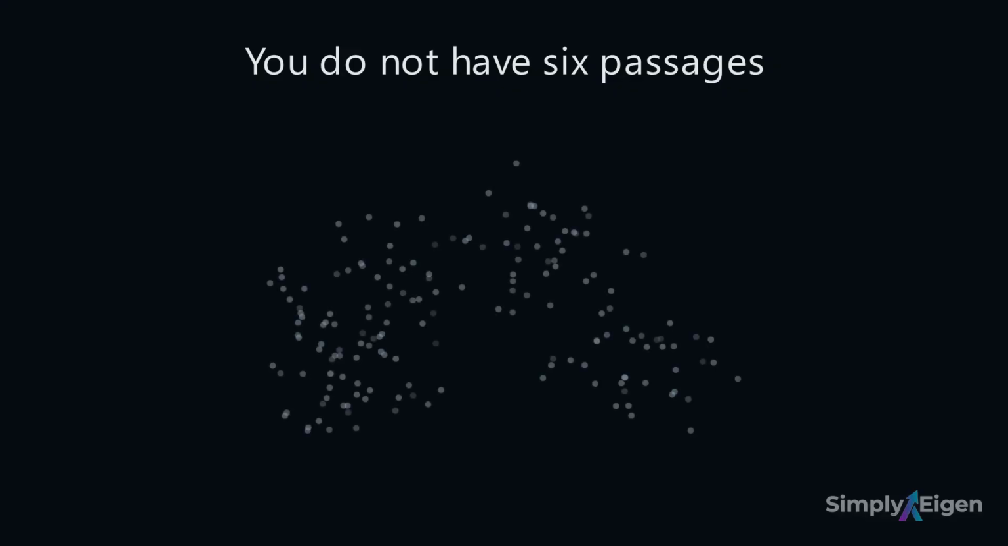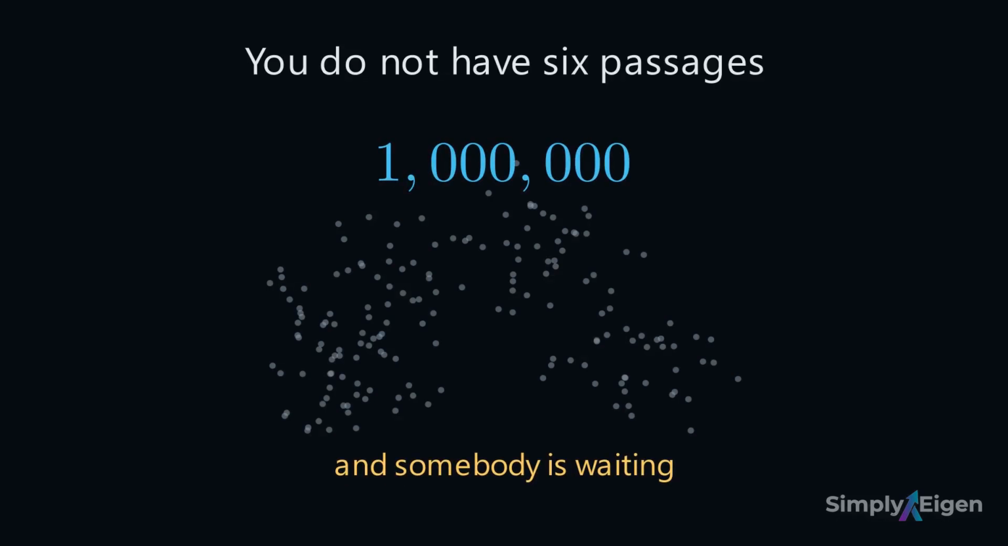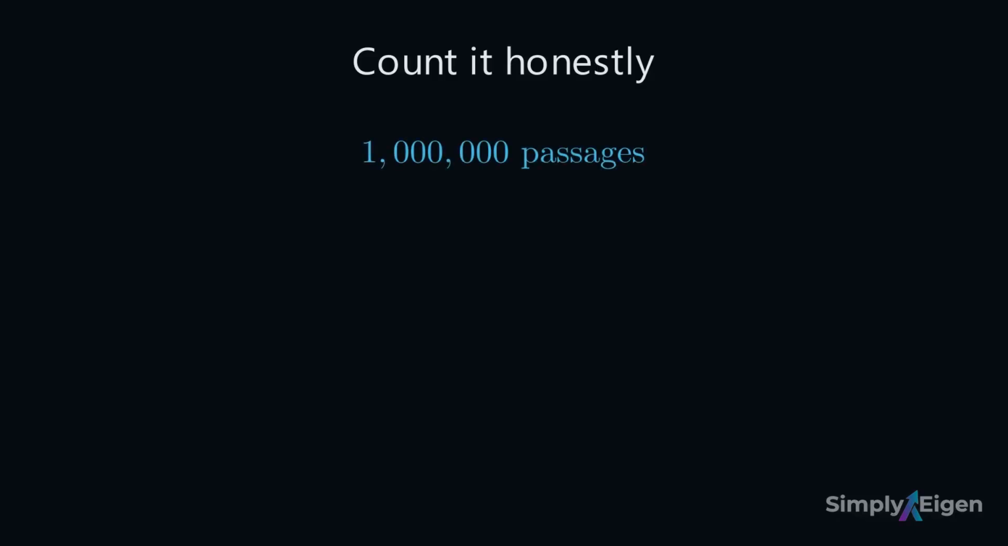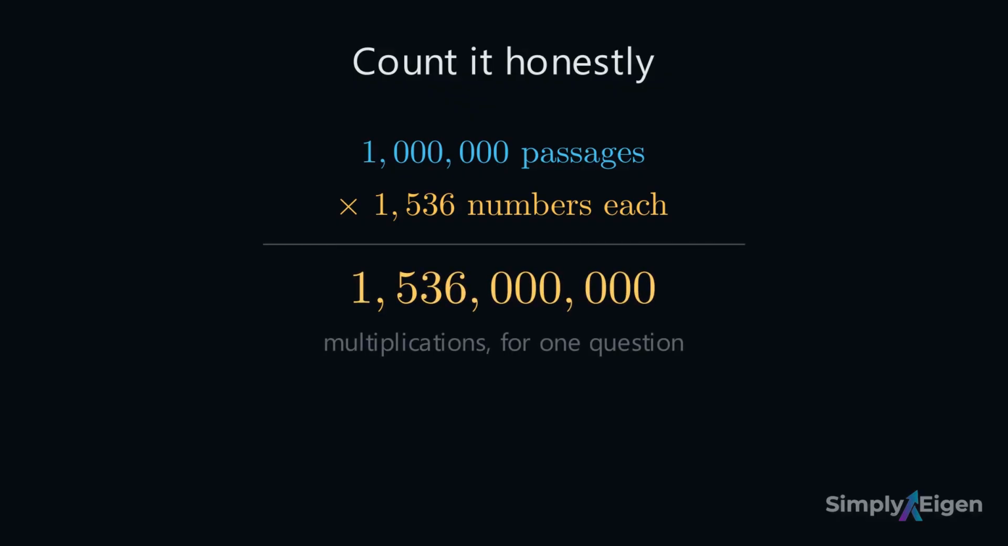Which sounds finished, and is not, because of a detail that turns out to be the whole engineering problem. You do not have 6 passages, you have 1,000,000, and somebody is waiting for an answer. Every one of those 1,000,000 passages needs comparing against the question, and it needs doing before the person gets bored. Count it honestly. 1,000,000 passages, each a list of 1,536 numbers. Comparing the question against all of them is 1,536 million multiplications. 1.5 billion for one question from one person. Now imagine 1,000 people asking at once. This is the part that has to get cheaper.